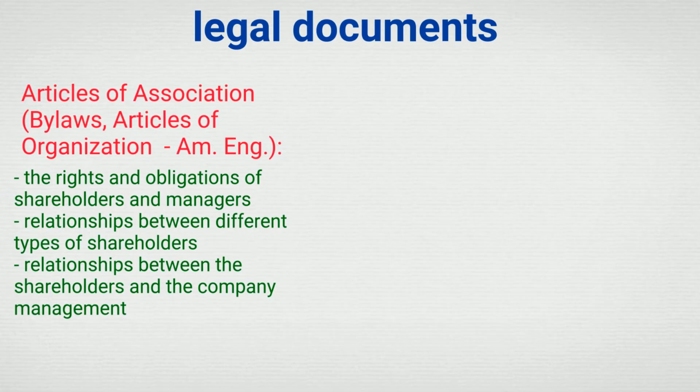There are certain legal documents a new company must have, and the first one is called Articles of Association, or in the USA it's called Bylaws or Articles of Organization. This document outlines the rights and obligations of shareholders and managers, the relationships between different types of shareholders, and relationships between the shareholders and the company management.